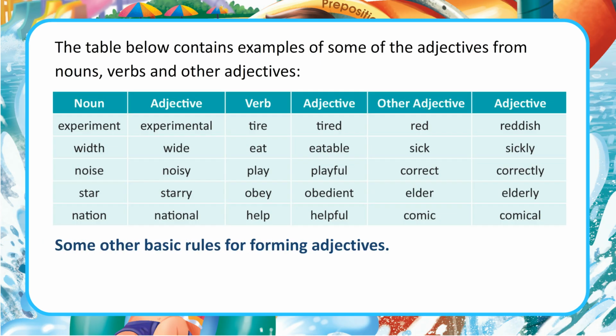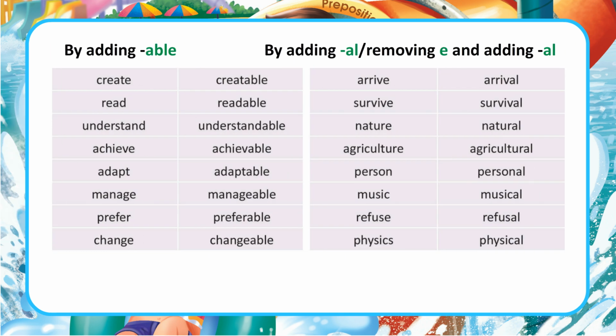Some other basic rules for forming adjectives. By adding able: create, creatable. Read, readable. Understand, understandable. Achieve, achievable. Adapt, adaptable. Manage, manageable. Prefer, preferable. Change, changeable. By adding al, or removing e and adding l.